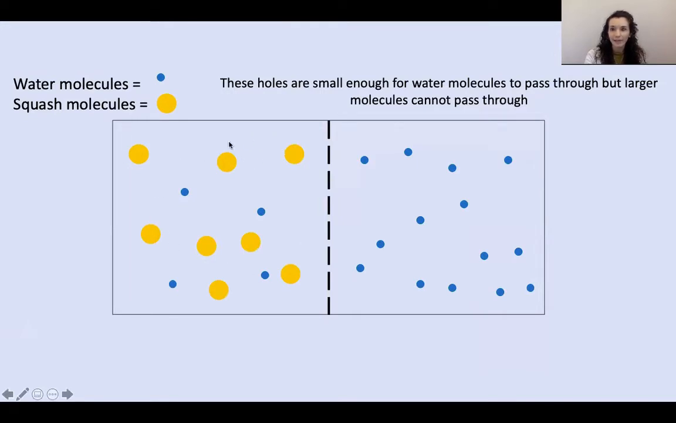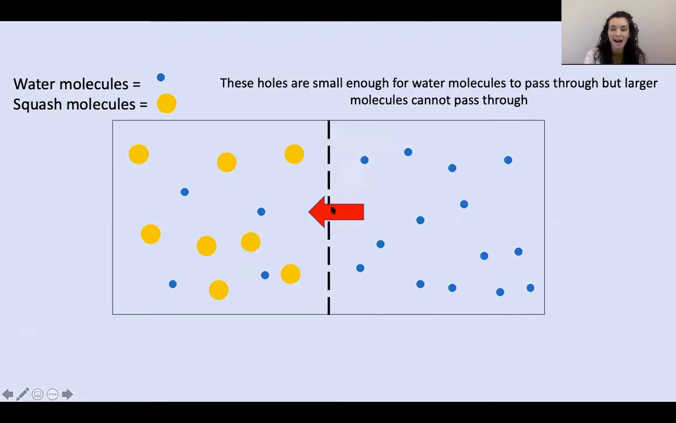Having a look then at where osmosis would occur. Over on the left-hand side here, I've got a solution of water and orange squash. The water molecules are represented by these blue molecules, and the squash is represented by these larger orange molecules. What would happen during osmosis is water would move from where there is a high concentration of water, which is over here on the right-hand side, to where there is a lower concentration of water, which would be over here on the left-hand side.